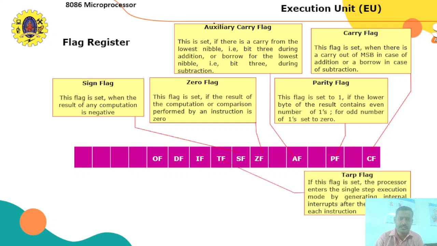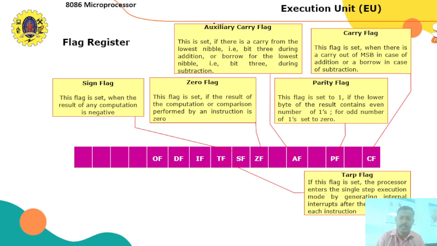Look at this next one. This is trap flag. This is used for single step operation, that is debugging of code. Whenever you are executing code, you may get some results, but they are not correct. So how to check it? We can use this single step operation.